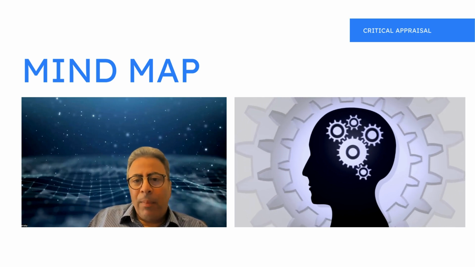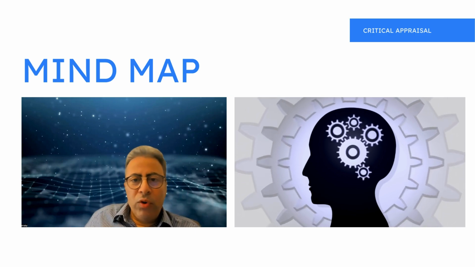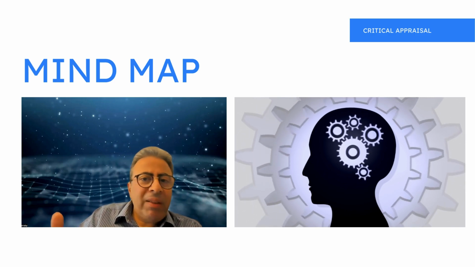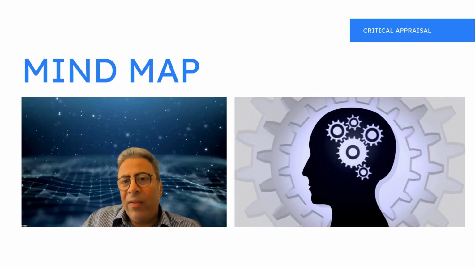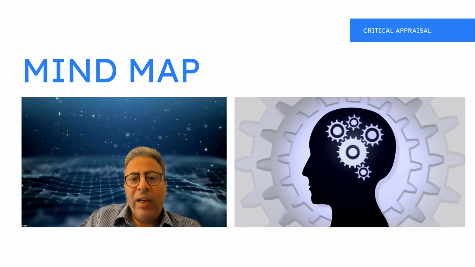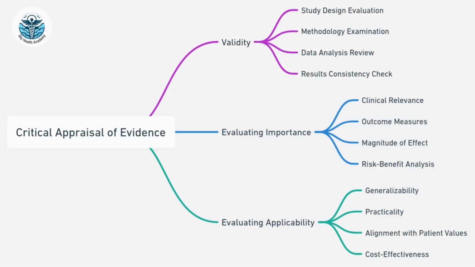And I'm sure there are some applications that can help us do this critical appraisal nowadays on mobile phones or on laptops. But this is a very simple approach, just a mind map divided into the 12 steps that we need to follow. So let's see the mind map for critical appraisal of scientific evidence. The mind map you see on the screen breaks down the process of critical appraisal into three key components: validity, importance, and applicability, evaluating the three of them.